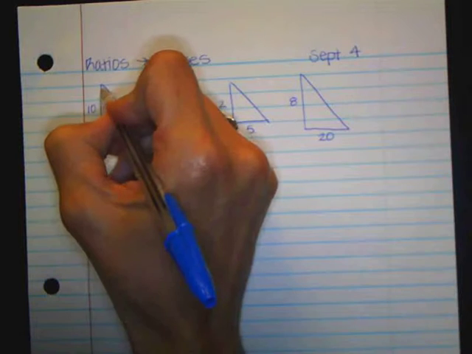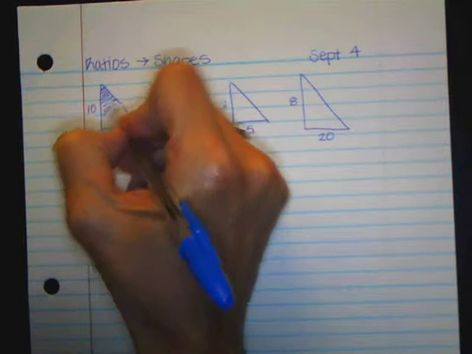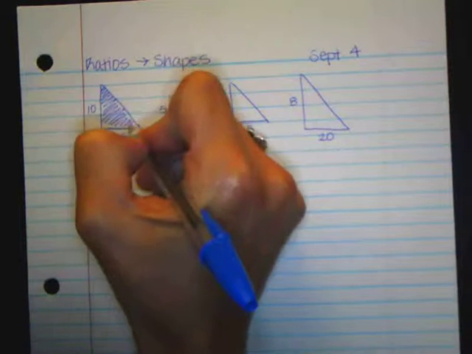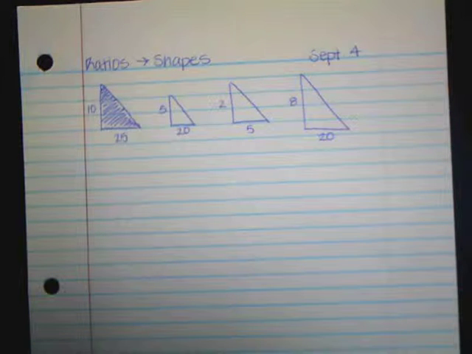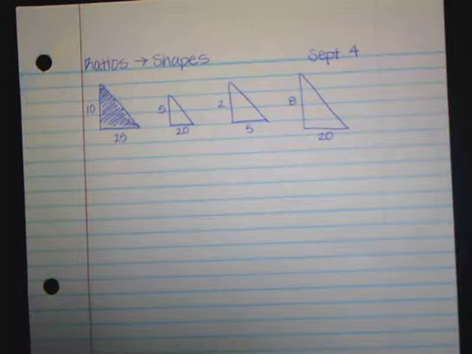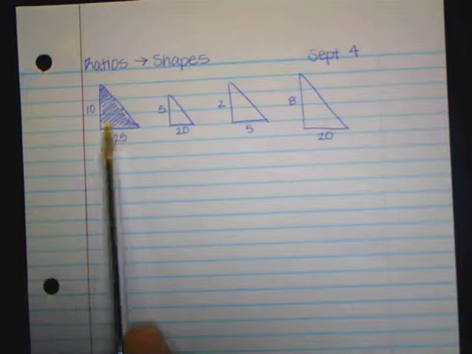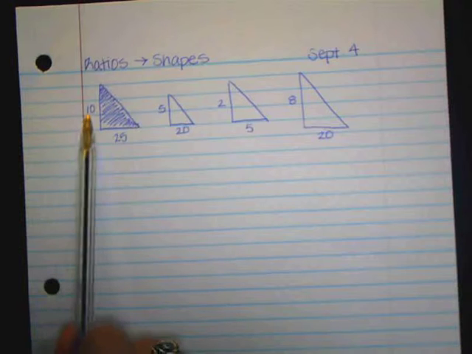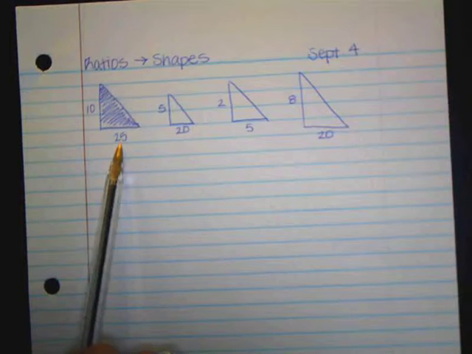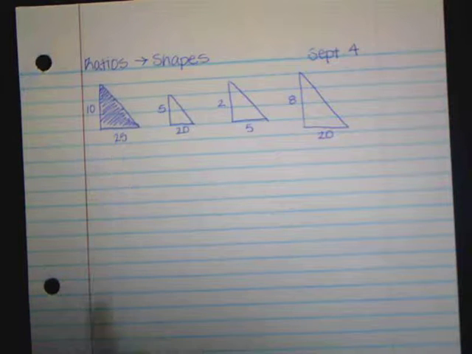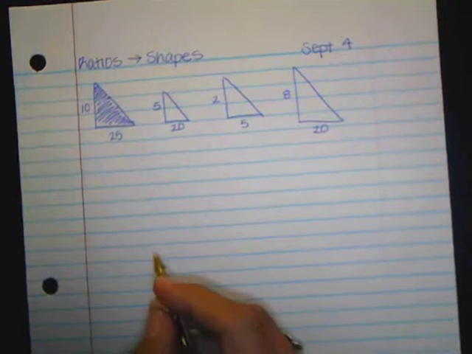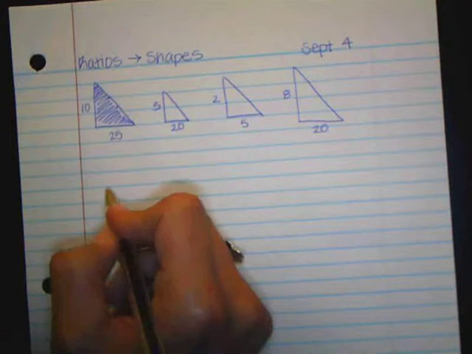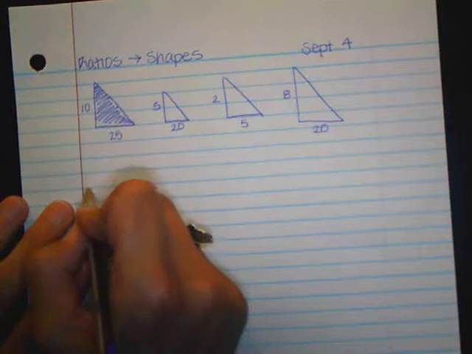I'm going to shade in the first triangle so that you will know which one I am referring to. We are going to try to pick out which triangles are similar to this first shaded triangle that has side lengths of 10 and 25. And we're going to use a ratio table to help us determine this. Let's draw out our ratio table.